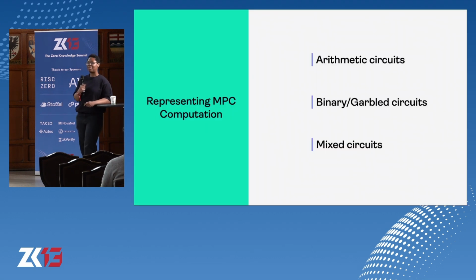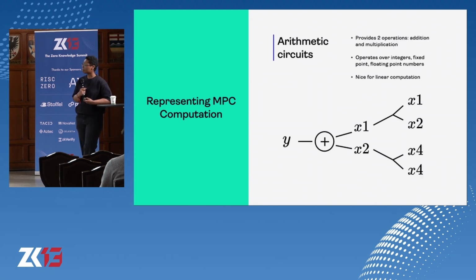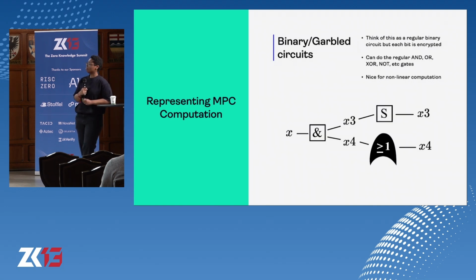So the main ways to represent MPC computation in literature is via circuits. Arithmetic circuits, I'm sure everybody is very familiar with this. Binary and garbled circuits, and then mixed circuits where you combine both. So very quickly, arithmetic circuits represent polynomials. You get 2 operations, addition and multiplication. And you mainly operate over rings and fields. And you can represent any reasonable polynomial approximation using this. And it's really great for linear computation, addition, subtraction, stuff like this.